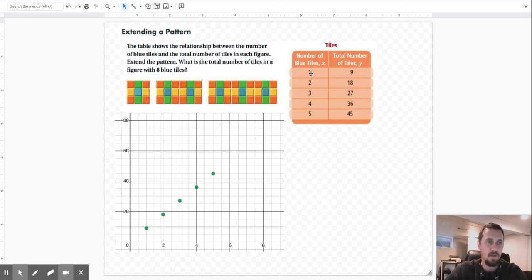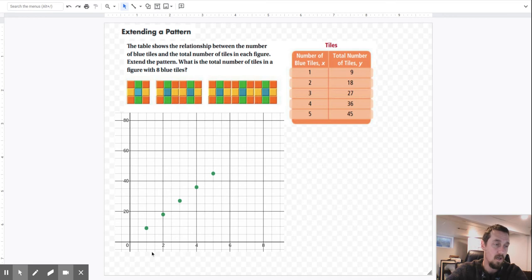Okay, so what I've done here is I looked at the table and I made this graph. First, the first thing I had to do was label my axes. So for my x-axis, the blue tiles is my x, and that's going 1, 2, 3, 4, 5, and I need to go up to 8. So I went up in steps of 1. So I went 1, 2, 3, 4, 5, 6, 7, 8, and I got enough room down there to accommodate all those numbers.